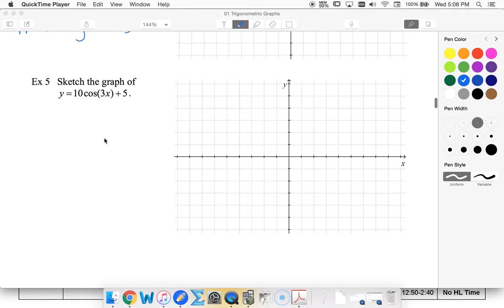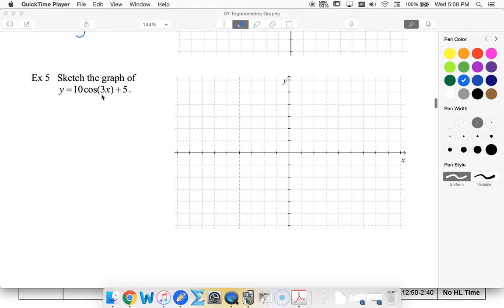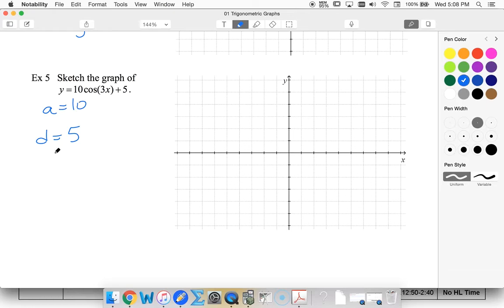So we can see in this next one, now we have a b value in here, and I know this is going to change my period. So if I think about my graph, I have an amplitude of 10 again, I have a vertical shift of 5, and now I've got a phase shift of 3. So this is not a phase shift, sorry, a phase stretch. So I'm taking all of my x values and dividing them by 3. That means my new period is going to be 2 pi divided by 3.